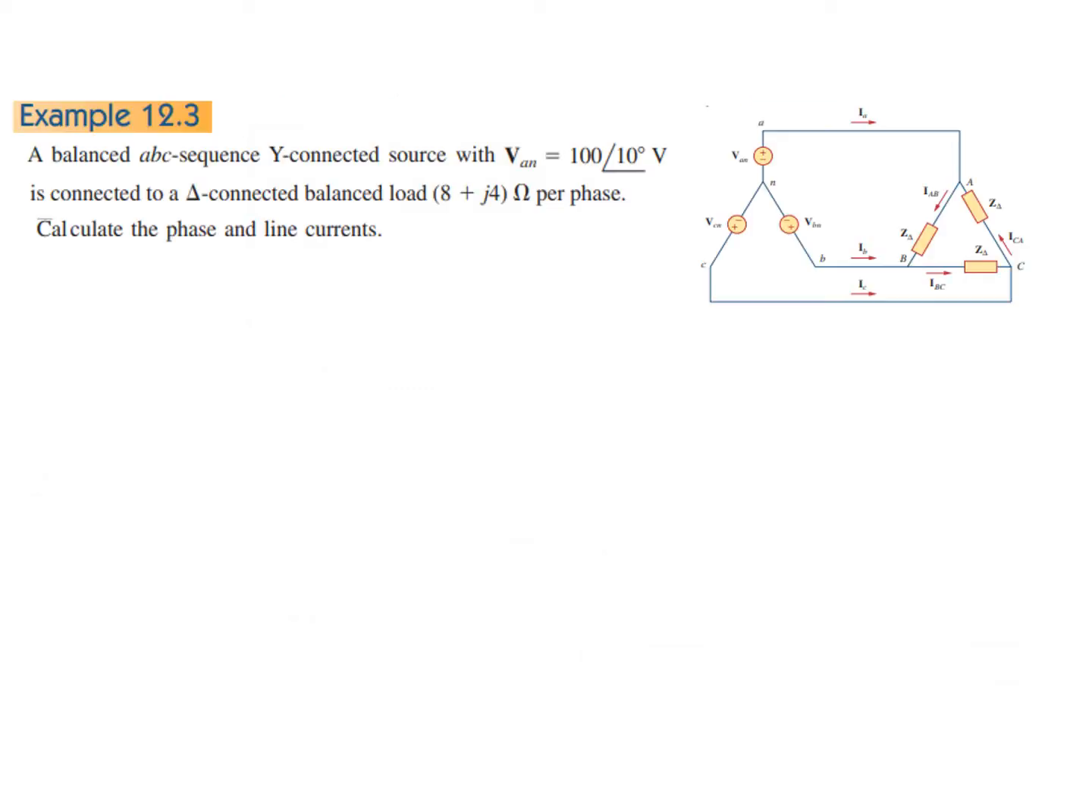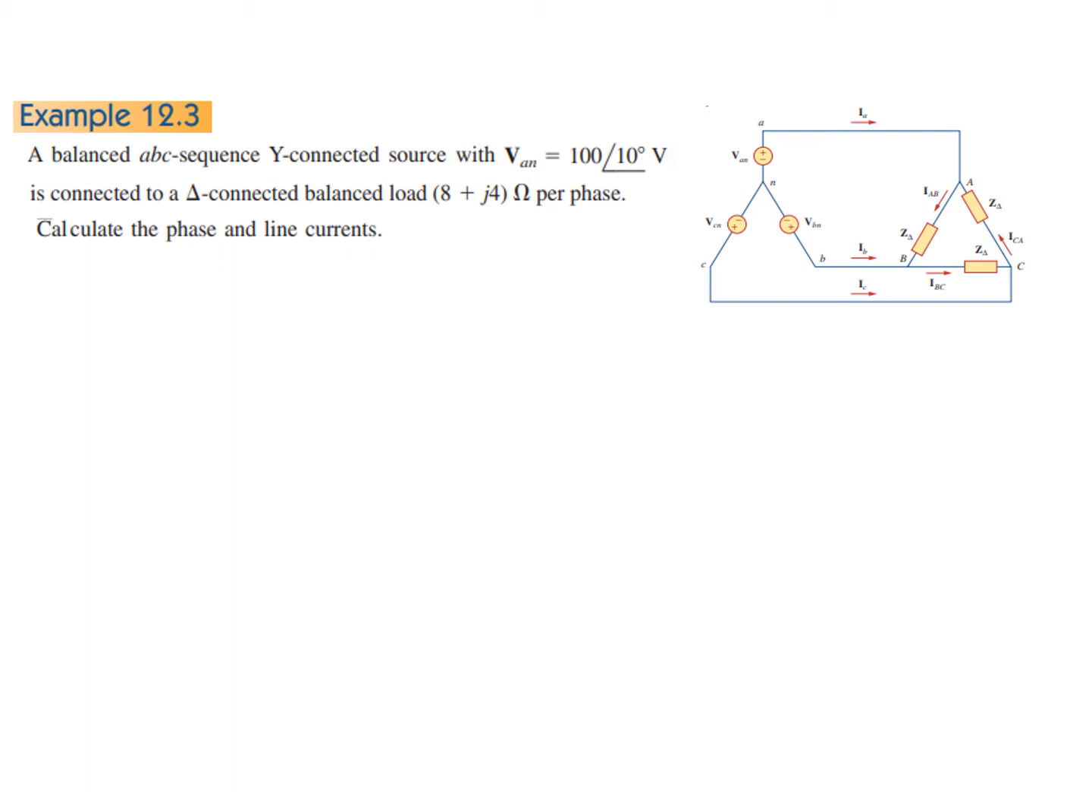Okay, now let's do 12.3. For a balanced ABC sequence, Y connected, with VAN 100 volts. So the source is Y connected and the delta connected load is 8 plus j4. So these are the delta connected loads. We have to calculate the phase and line currents.